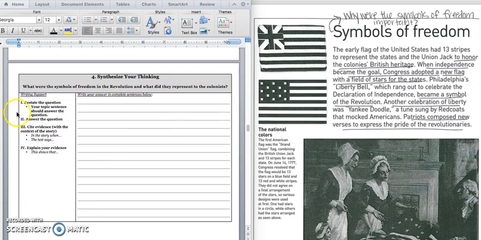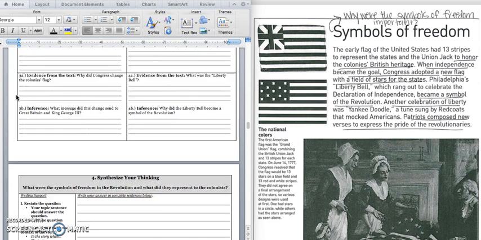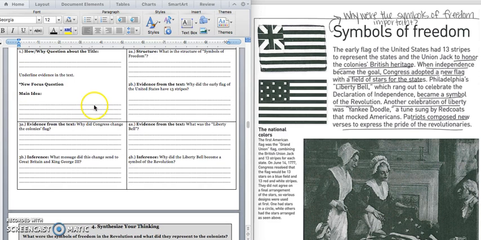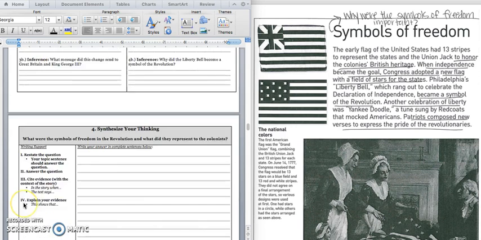The paragraph says, what were the symbols of freedom in the Revolution, and what did they represent to the colonists? To answer this question, you can use your main idea as your topic sentence, and then you can use the details about the Liberty Bell and the flag to support your answer.